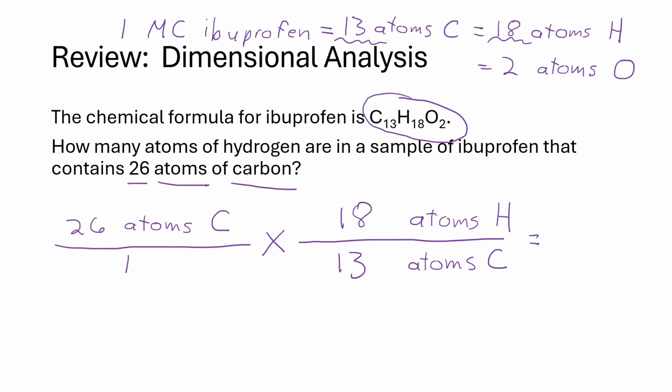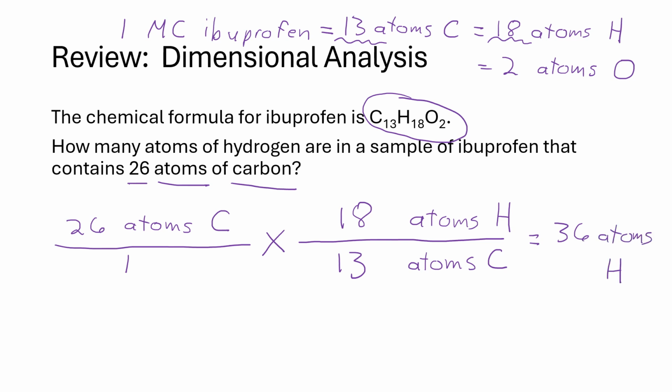And then I'm just going to run that through my calculator. And remember, for these problems on your calculator, you start with any number that's on the top. So I tend to just go left to right so I don't forget anything. So I'm typing in 26. And then any other number that's on the top, we're going to multiply by. So times 18. And any number in the bottom, we hit divide by. And so divide by 13 and then enter. And that's going to give me 36. This sample has 36 atoms of H.